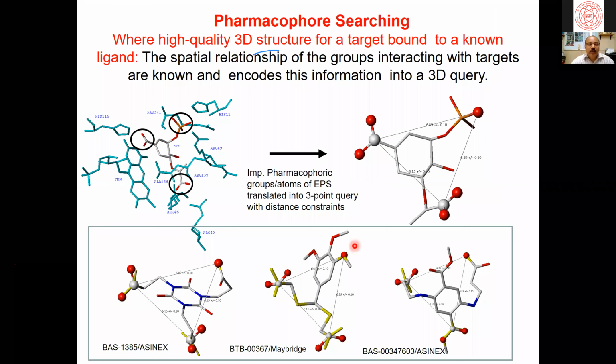So these are some examples of molecules from the SNX library or Maybridge library that have been extracted, which have features similar to those defined in the pharmacophoric model. This was developed using a high quality 3D structure of a target bound to a known ligand.